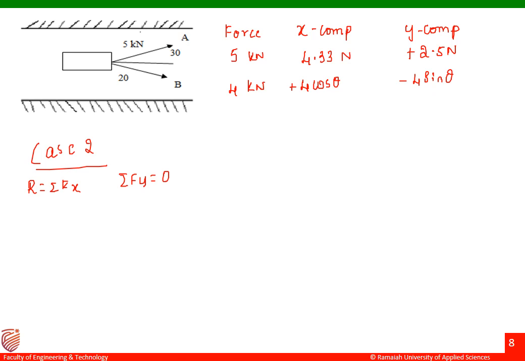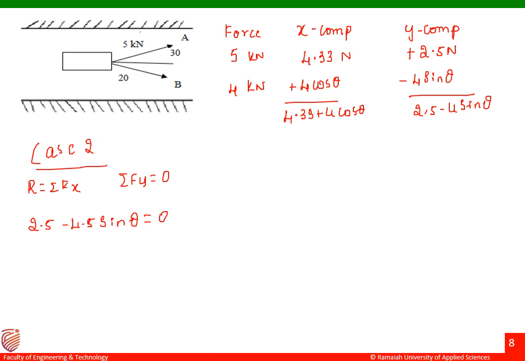Now we apply the same rule as in the previous one: 4.33 plus 4 cos theta for the x direction, and 2.5 minus 4 sin theta for the y direction. We apply summation Fy equal to 0, that is 2.5 minus 4 sin theta equals 0. How much are we going to get for sin theta? Let us see: 2.5 divided by 4.